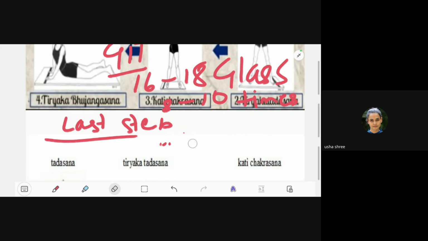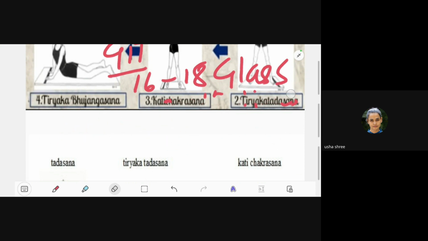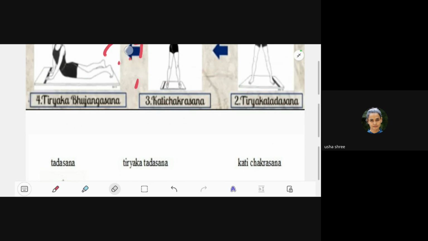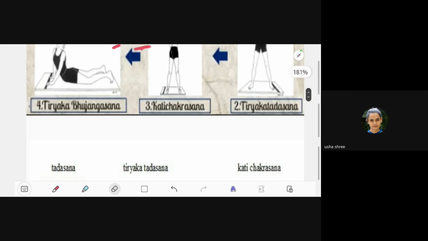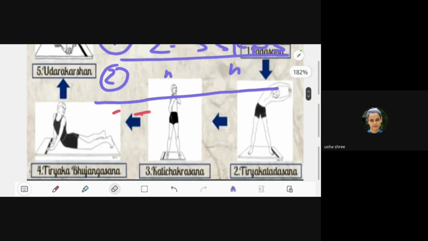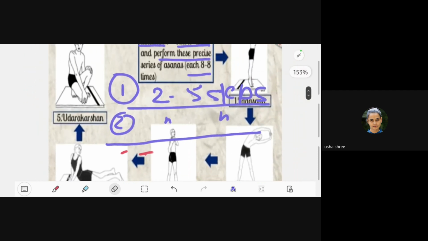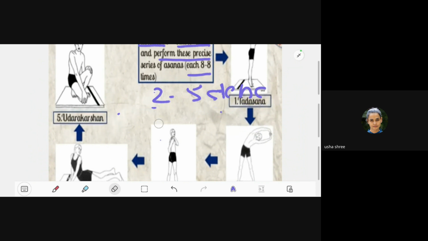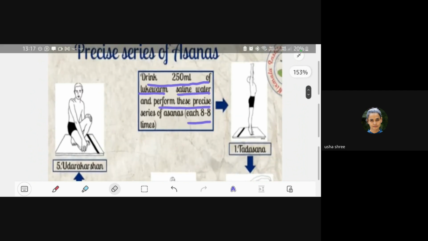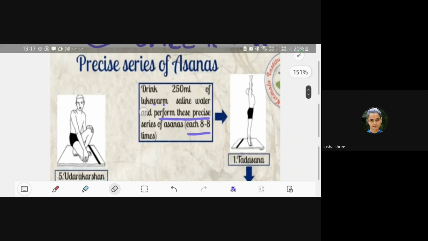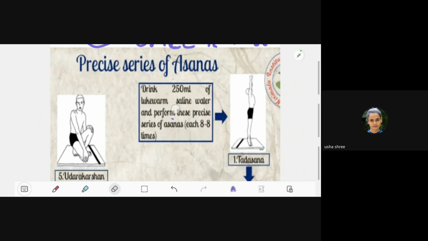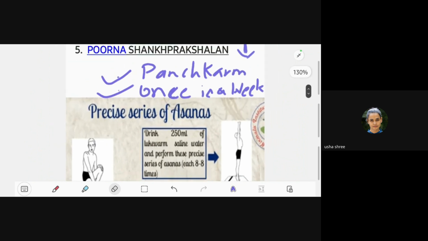Now, when should one perform it? It shall be performed twice in a year, when the season is being changed, nearly in March and April, and nearly August to September or September to October. Poorna Shankh Prakshalana can be performed only at these two times. But Laghu Shankh Prakshalana can be performed once in a week.